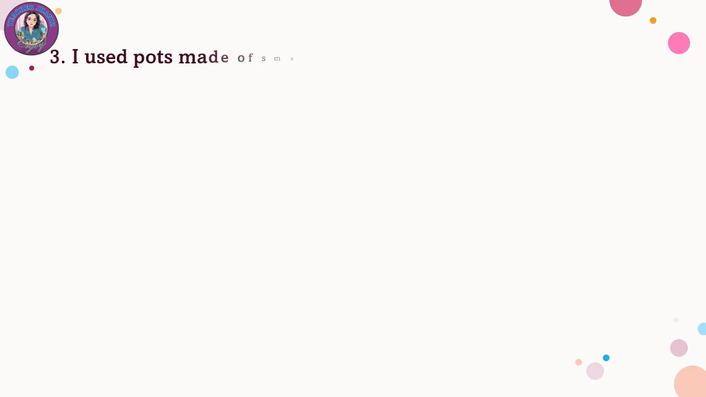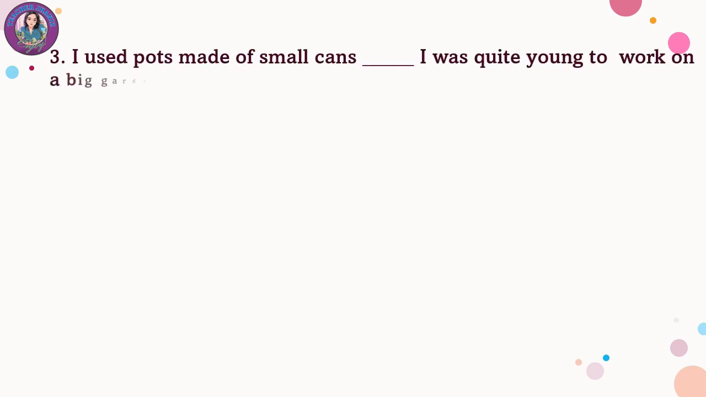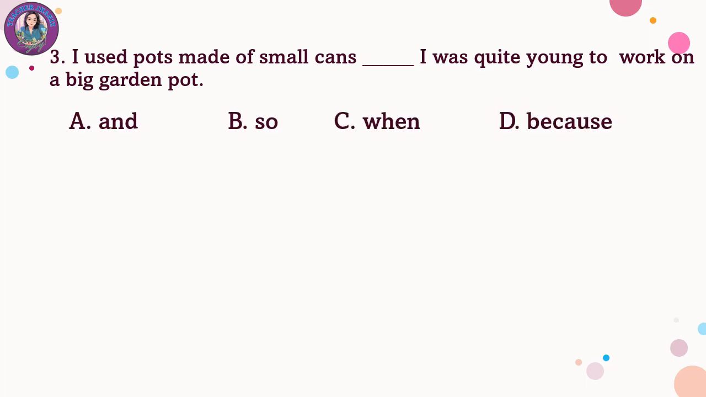Now your turn to answer number 3, 4, and 5. Number 3. I used pots made of small cans blank I was quite young to work on a big garden pot. Choices are A, and; B, so; C, when; D, because.